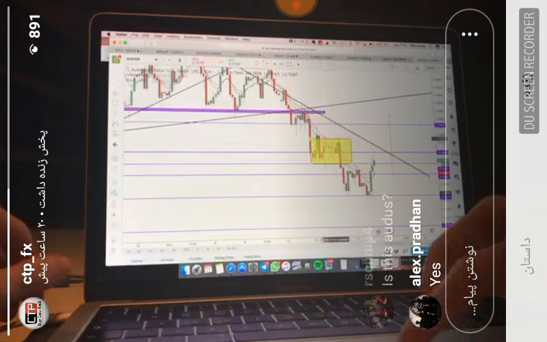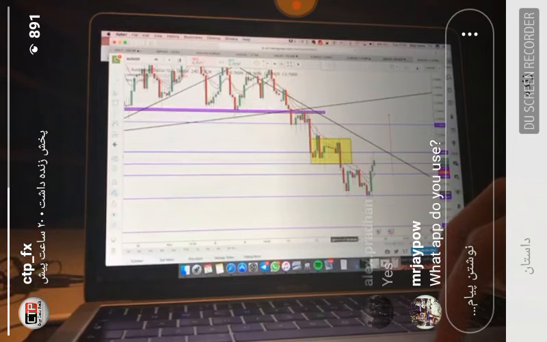This here, the yellow box, was just basically an area of consolidation where we were moving sideways. Wasn't really going up, wasn't going down. It was happening for a few days. We had a break of it here, as you can see. Now it's almost retesting again.